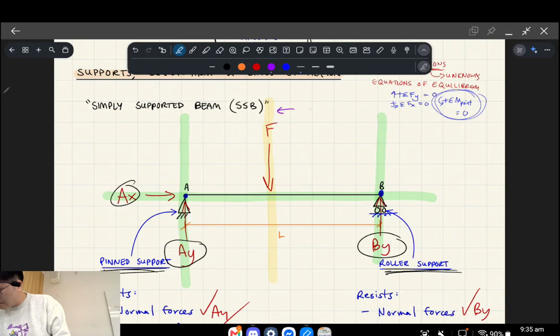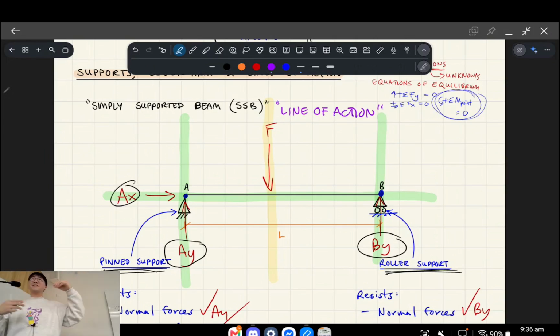This yellow thing is called a line of action, and it extends infinitely in all directions. After you think of that, we can then understand the concept of a lever arm. So many things to explain at once, and it's hard to find the order in which everything makes sense.